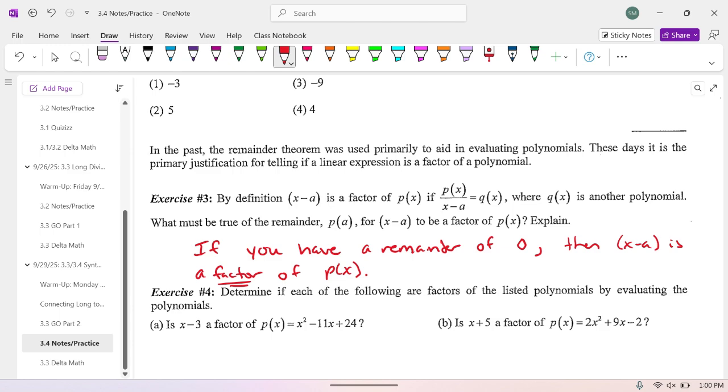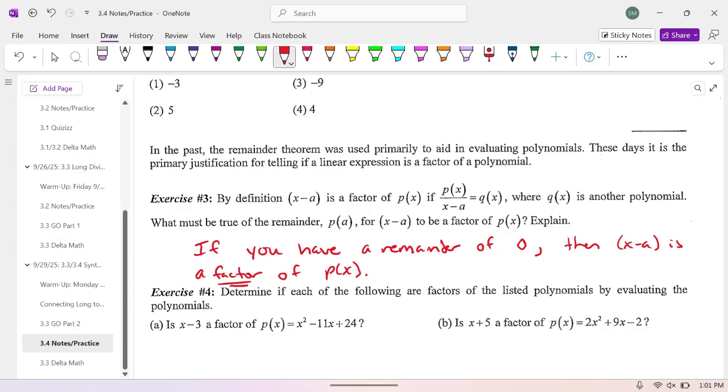So, for example, on your test, if I asked you, is x minus 2 a factor of x squared minus 4x plus 4? All you would do is find the root of x minus 2, plug it into the bigger polynomial, and see if you get 0 when you evaluate. We'll pick this up a little more tomorrow, and do one or two more examples then.